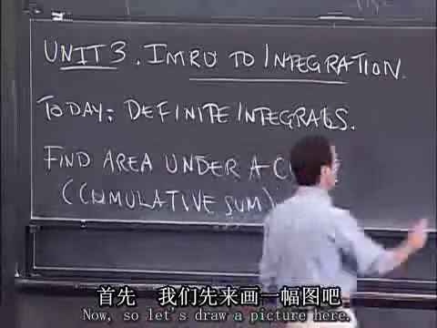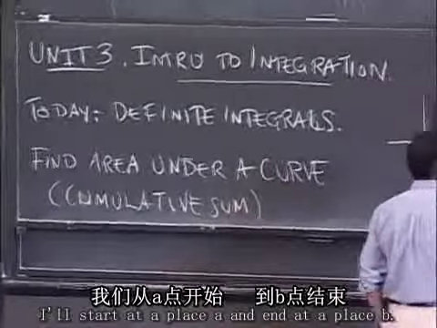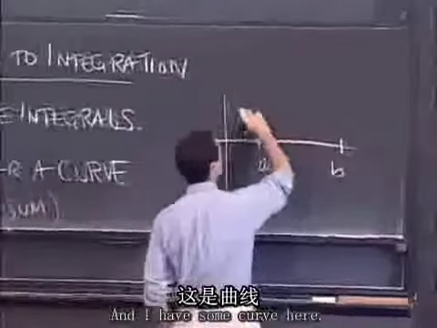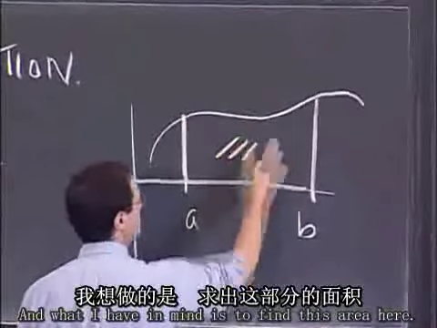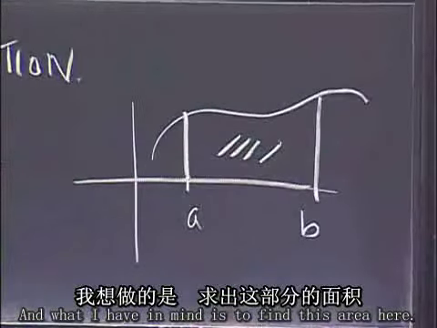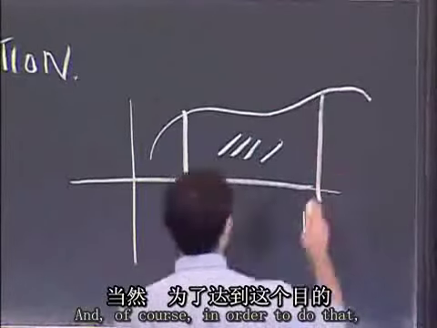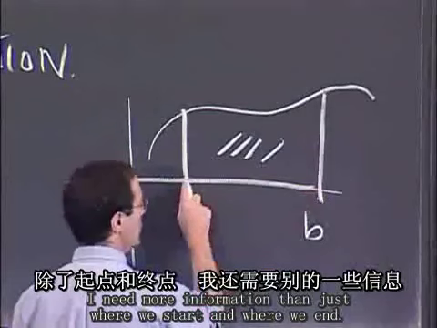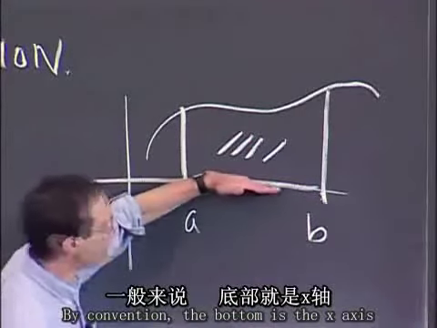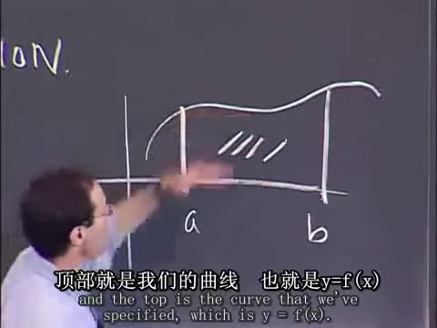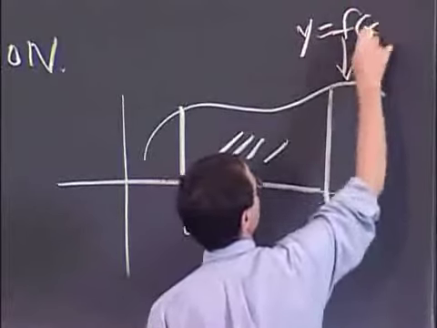Now, let's draw a picture here. I'll start at a place A and end at a place B, and I have some curve here. And what I have in mind is to find this area here. And of course, in order to do that, I need more information than just where we start and where we end. I also need the bottom and the top. By convention, the bottom is the x-axis, and the top is the curve that we've specified, which is y equals f of x.